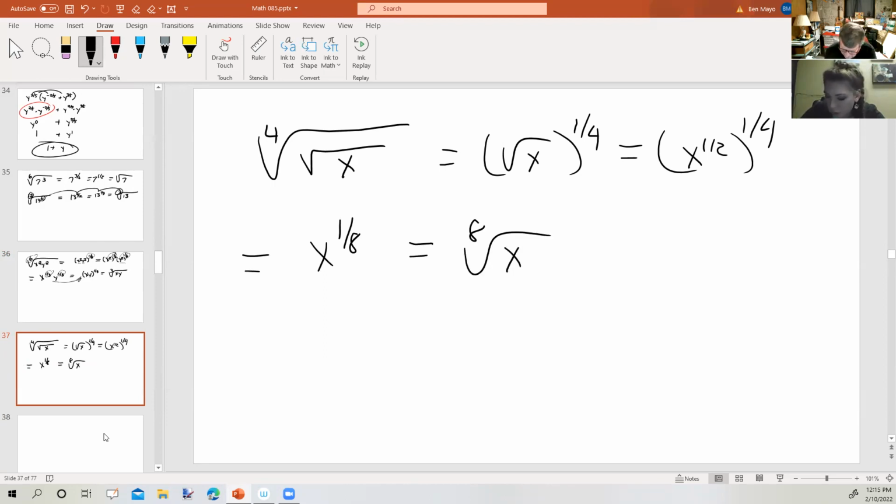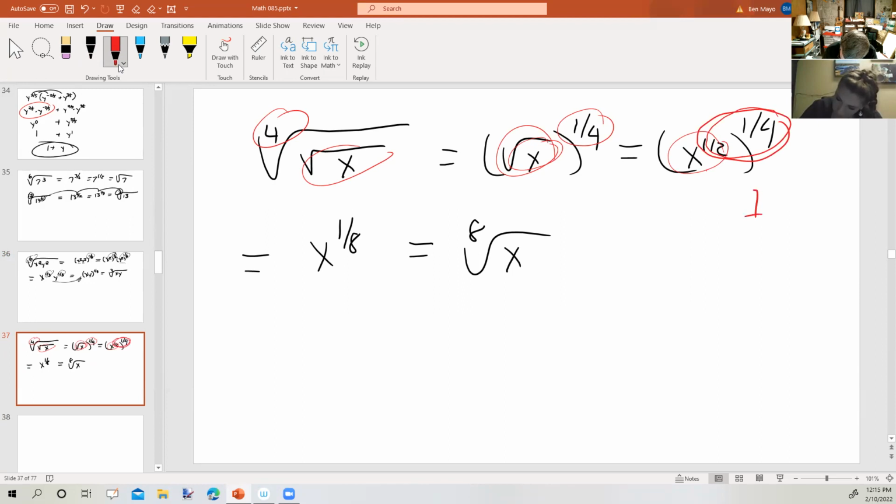Now, again, what am I doing? I changed that into an exponent. I didn't do anything with that yet. Then I took this and said, well, the square root's the same thing as the 1/2 power. A power raised to a power, you multiply the exponents. 1/2 times 1/4 is 1/8. So that's where I got that, but that's the same thing as the 8th root.